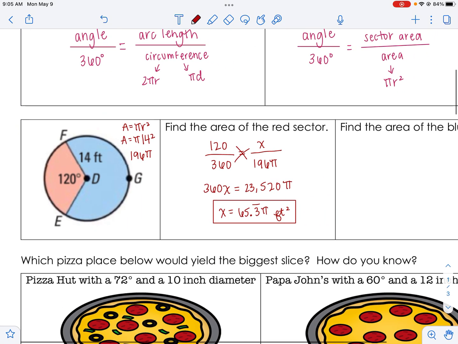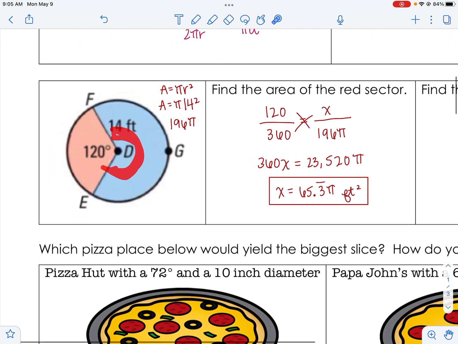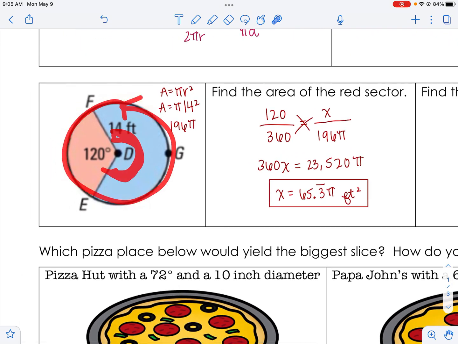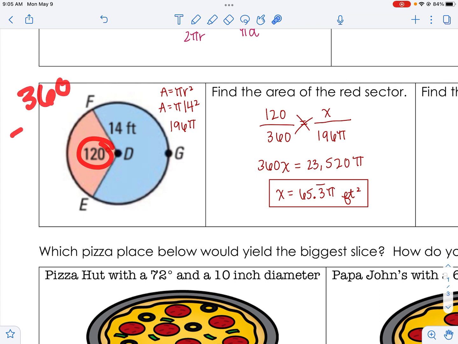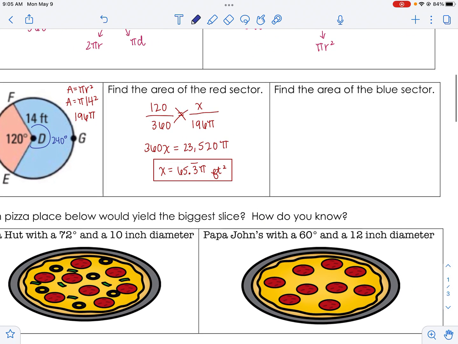And then that's it. So now I'm going to do the same thing to find the area of the blue sector, but now I need to figure out what's the angle that goes with the blue sector. And if a full circle is 360 degrees and I have 120 degrees, well then I could just do 360 minus 120, and that's going to tell me this blue part over here. So if I do that, 360 minus 120 tells me that the measure of the blue sector is 240 degrees.